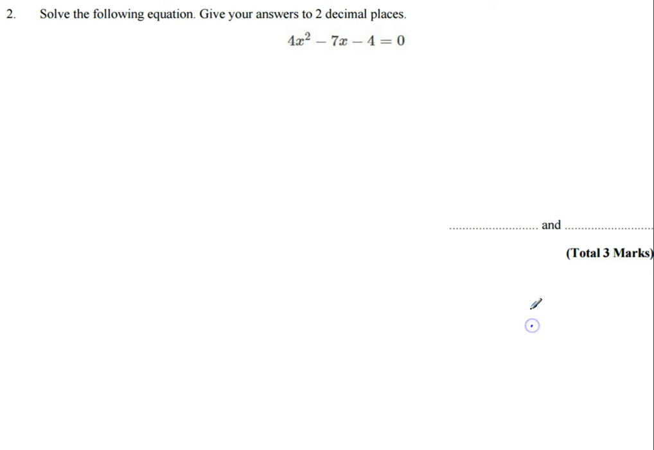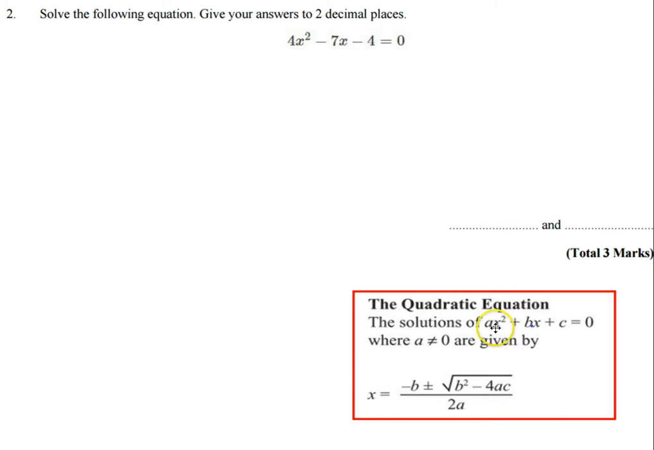This is in your formula book, the quadratic formula, and it looks like this here. We've got ax squared plus bx plus c is equal to 0, and our solutions are going to be x is equal to negative b plus or minus the square root of b squared take away 4ac all over 2a.